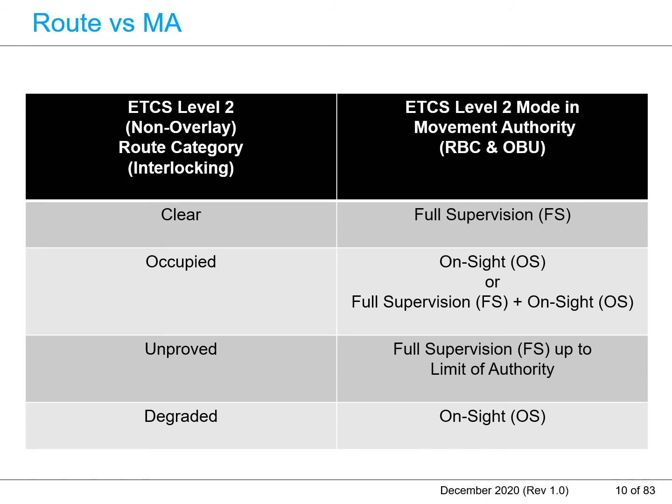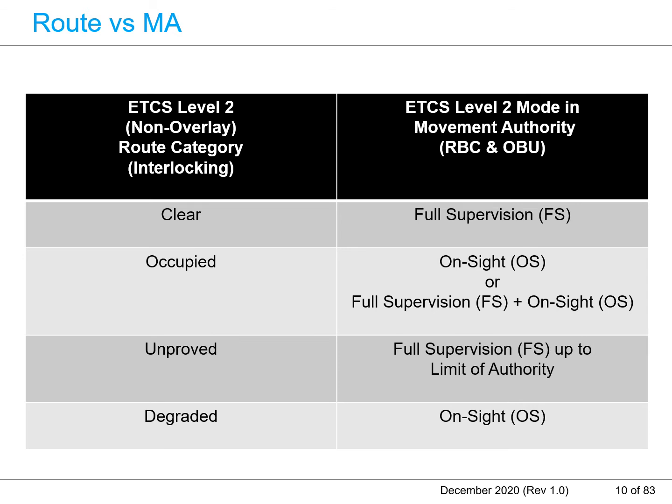The radio block center grants the movement authority mode, based on the route category, authorized by the interlocking system. When the interlocking system authorized clear route, the radio block center grants the onboard ETCS to operate in full supervision mode. For occupied route, the radio block center grants the onboard ETCS to operate in the on-sight mode. The radio block center can be configured to authorize the combination of the full supervision mode and the on-sight mode for the purpose of platform sharing operation.